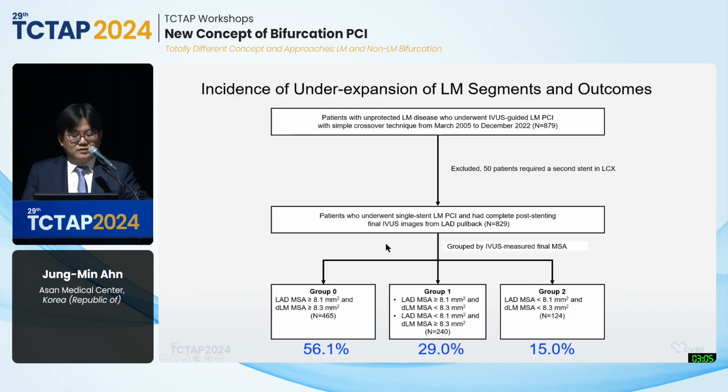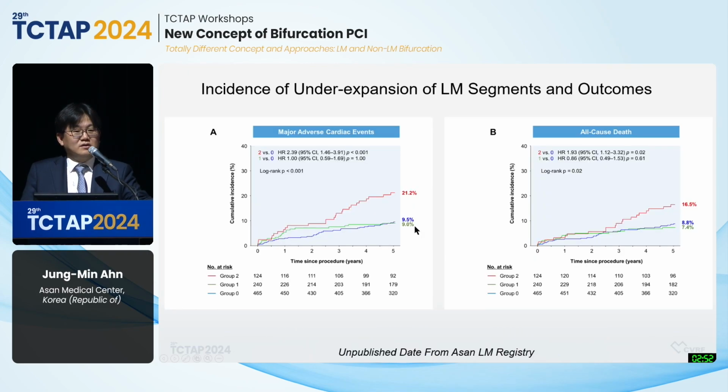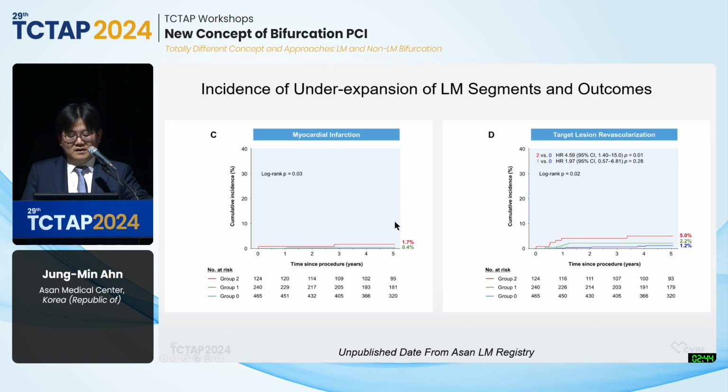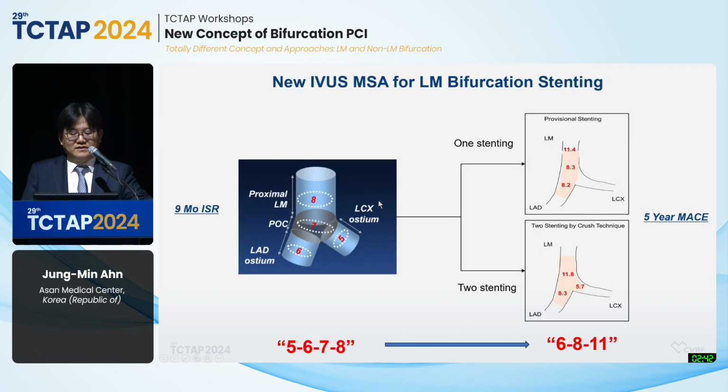I also grouped three different groups: no under-expansion, one under-expansion in the ostium of LAD or distal left main, or both under-expansion of LAD and distal left main. Similar to the bifurcation stenting, both under-expansion patients are associated with worse clinical outcomes, even all-cause death, myocardial infarction, target lesion revascularization. So this is our new IVUS MLA MSA criteria for bifurcation stenting.